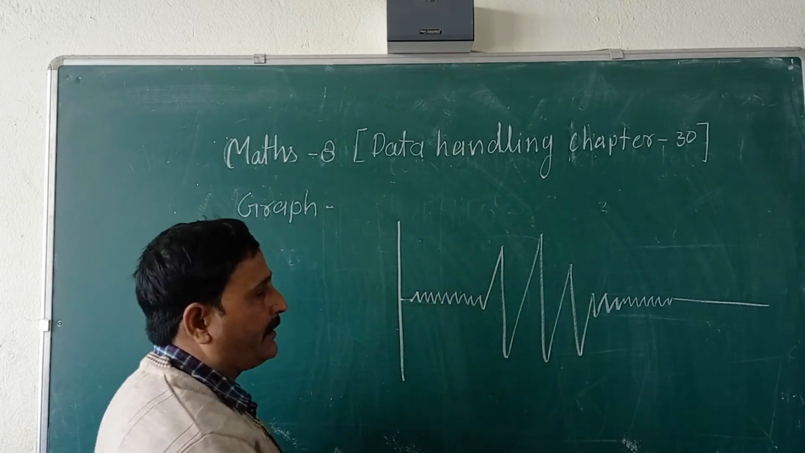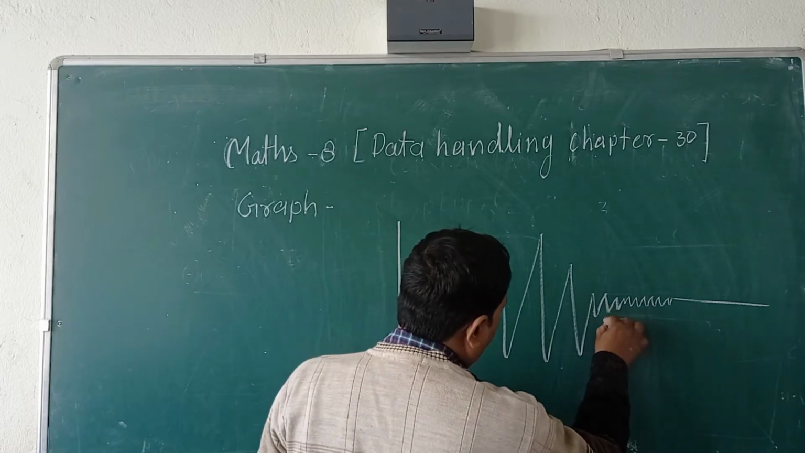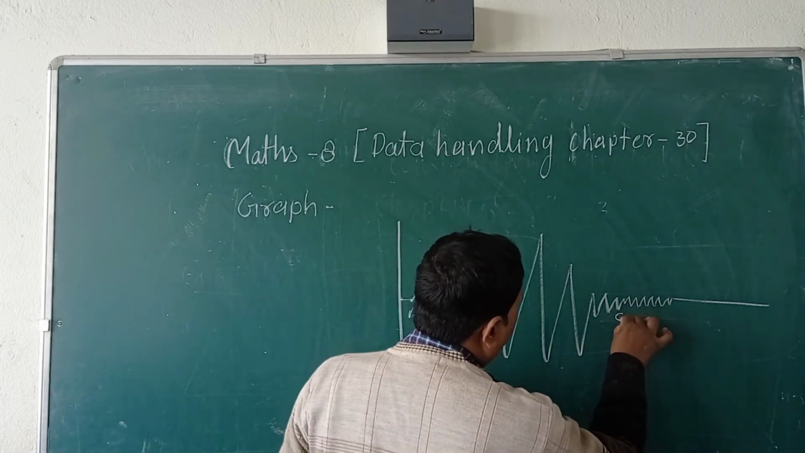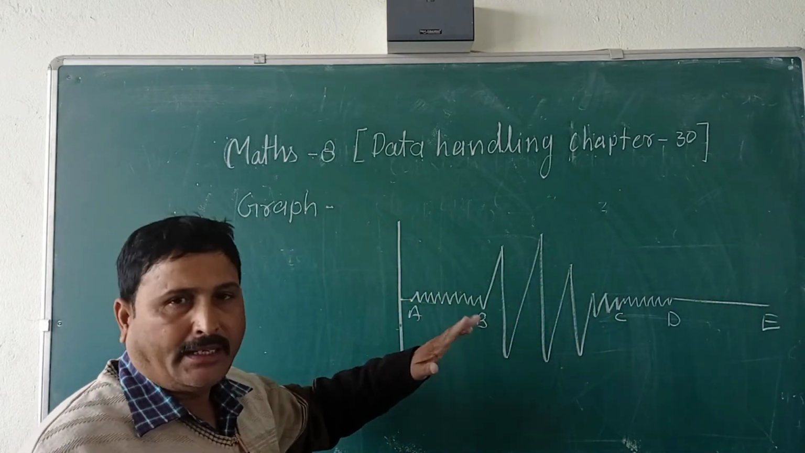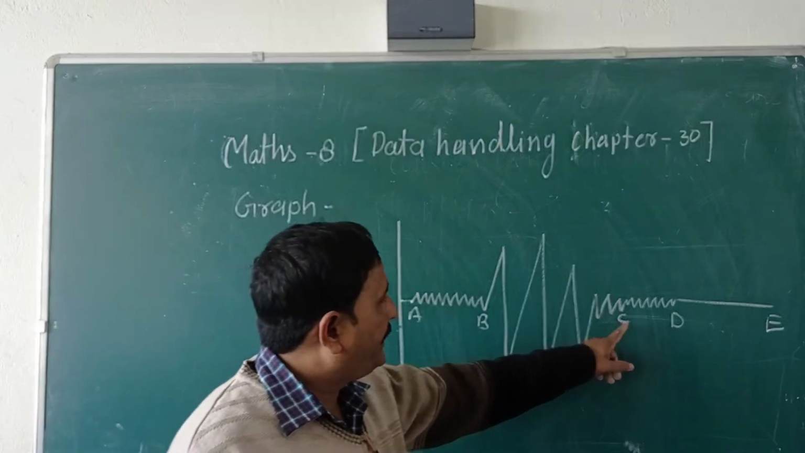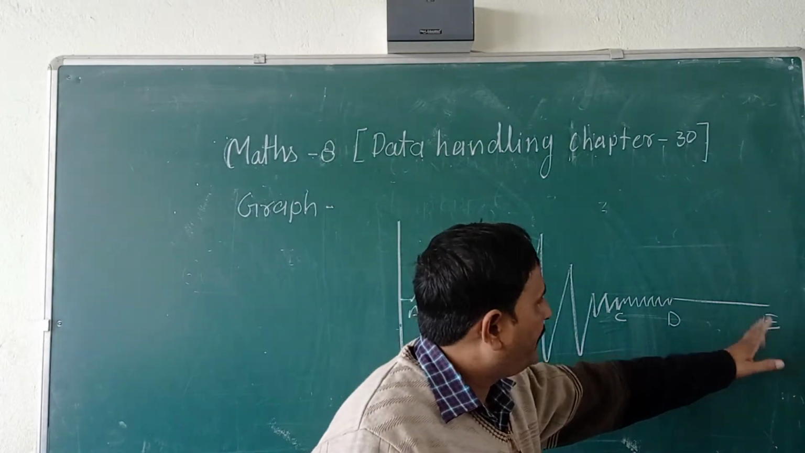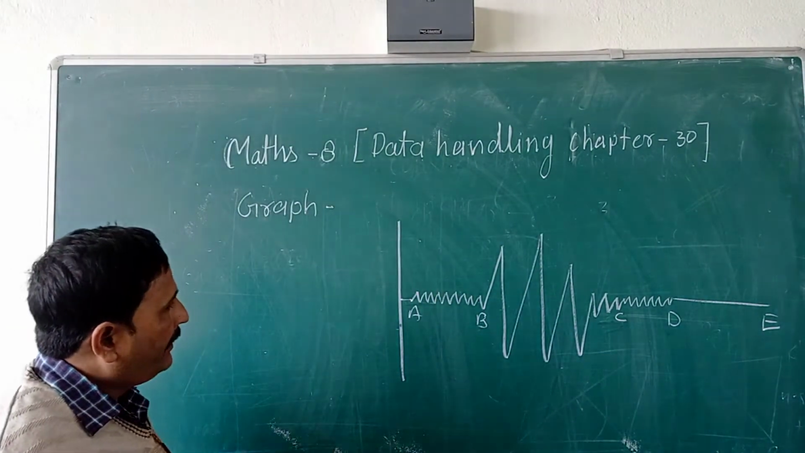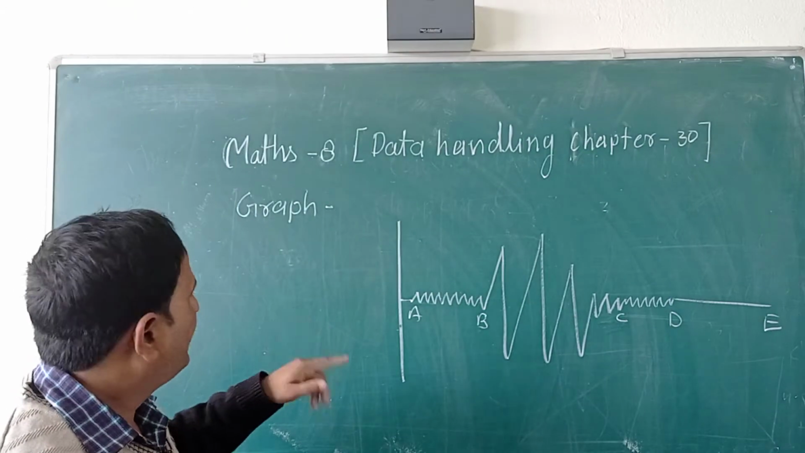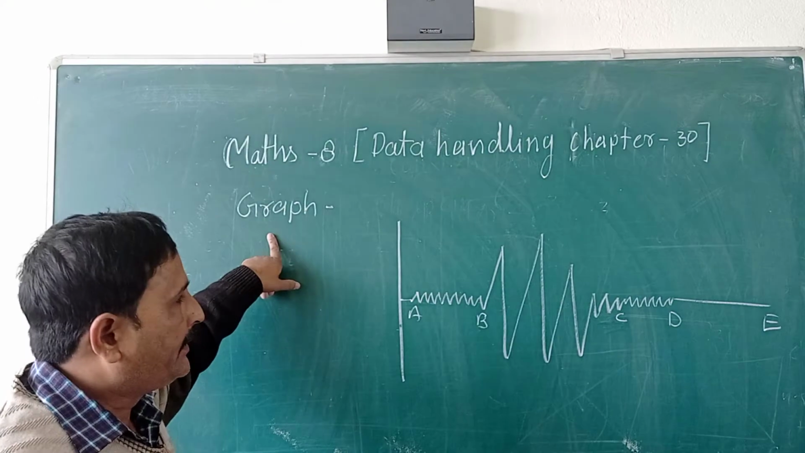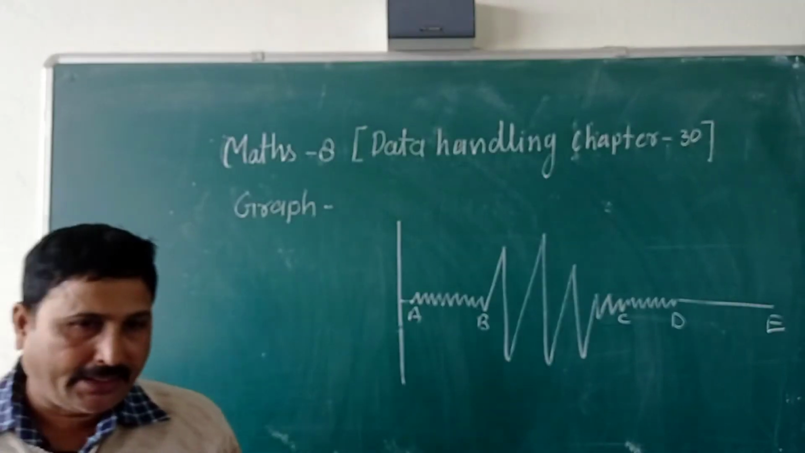See, some situations are coming: A to B, B to C, C to D, D to E. You know that A to B is normal position, B to C is critical, C to D is again normal, and D to E is like over. This means the pictorial representation of some fact or statement is known as a graph. In the coordinate geometry chapter, I also explained about the graph.